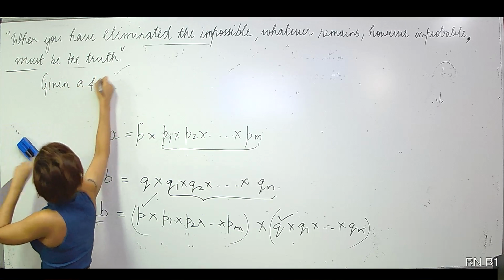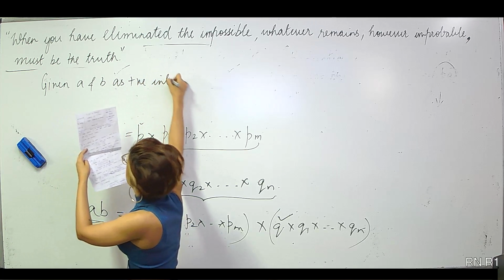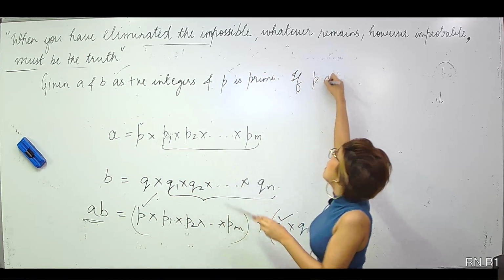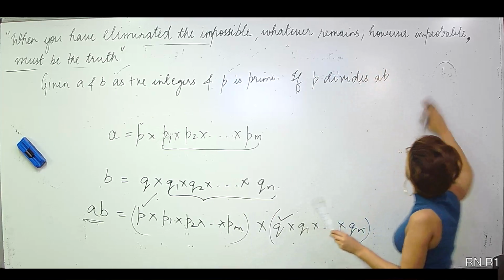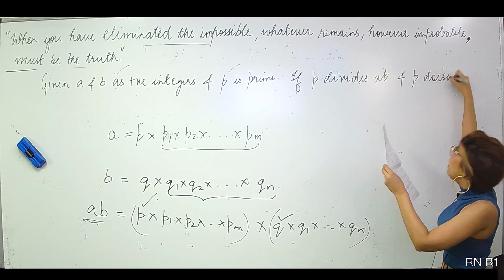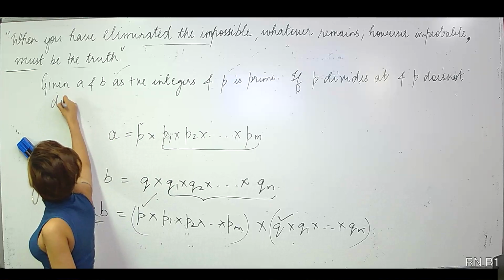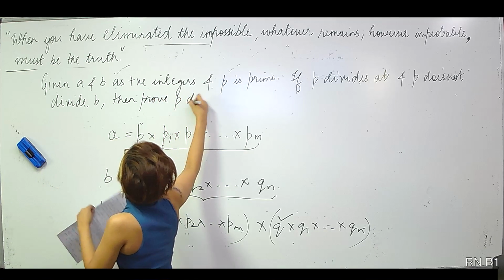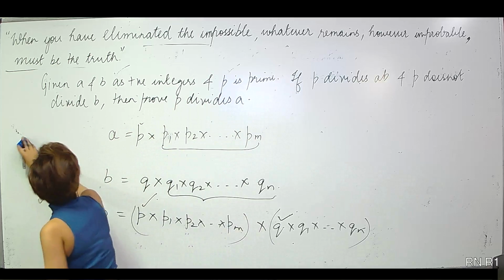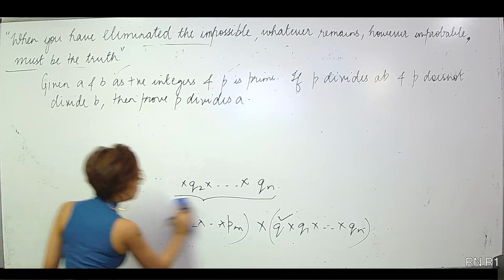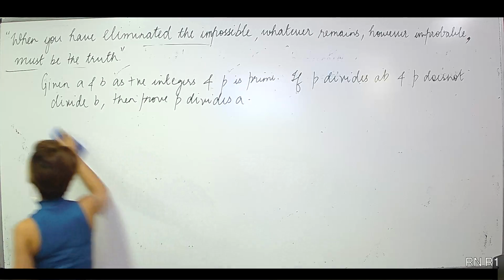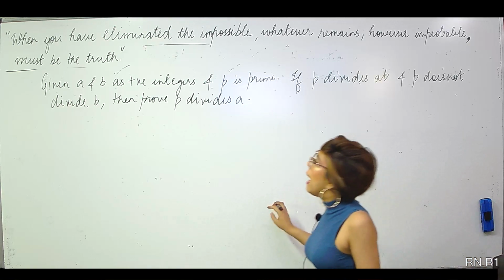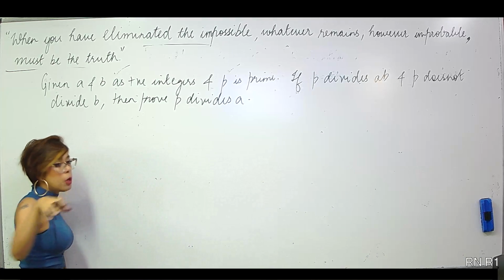Given A and B as positive integers and P is prime, if P divides AB and P does not divide B, then prove P divides A. Come on, very obvious, you need to write the proof though. I think sufficient time, let's discuss it now. You can always pause the video and do your question.